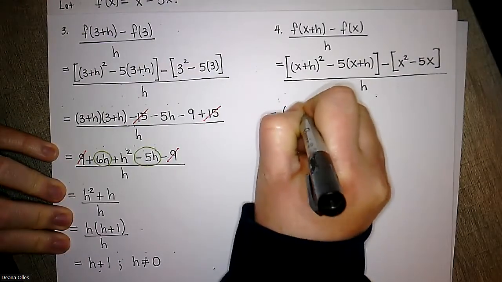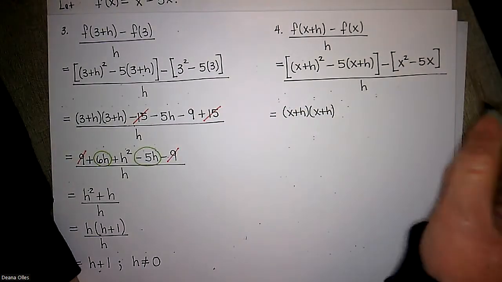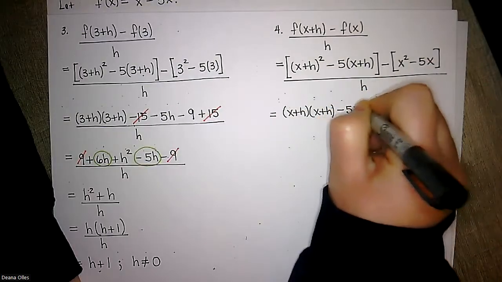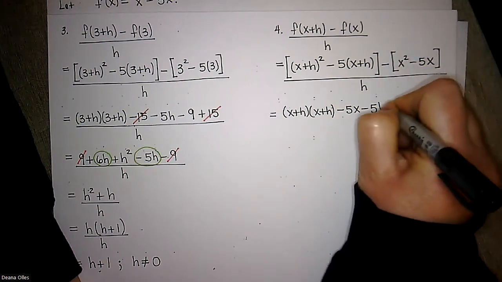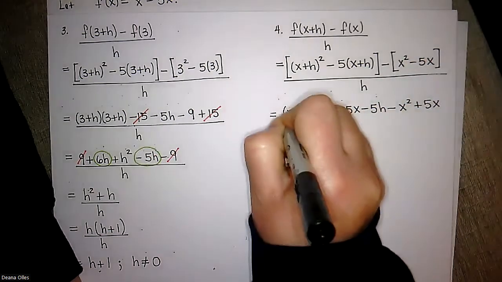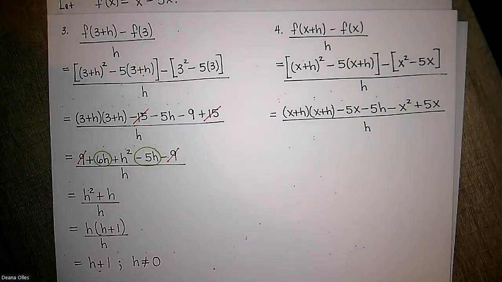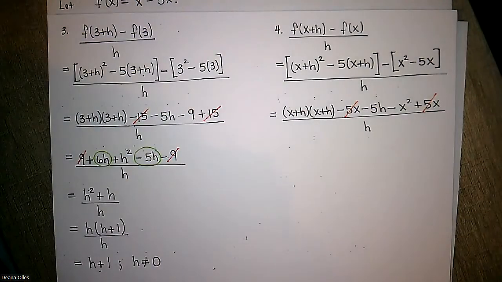All right. Again, I want to go ahead and rewrite that x plus h quantity squared is x plus h times x plus h. We'll go ahead and distribute through our -5. So we have -5x minus 5h. Distribute through our negative here. So we have minus x squared plus 5x, all divided by h. And we're looking at -5x and positive 5x. So those two terms do cancel. We're always looking for things to cancel along the way.